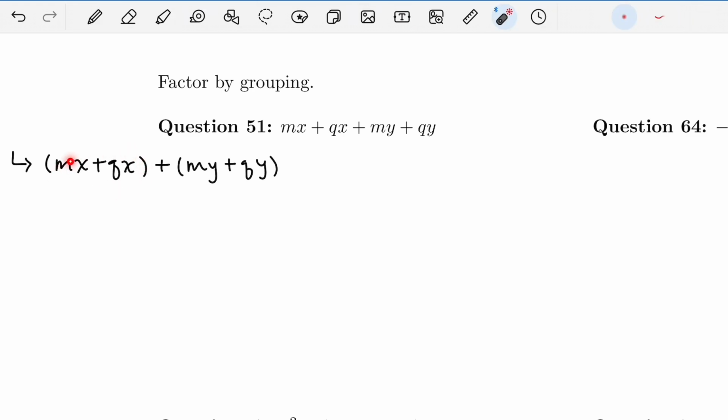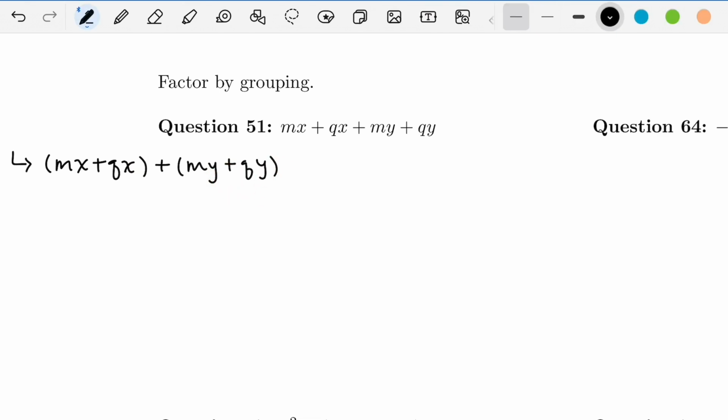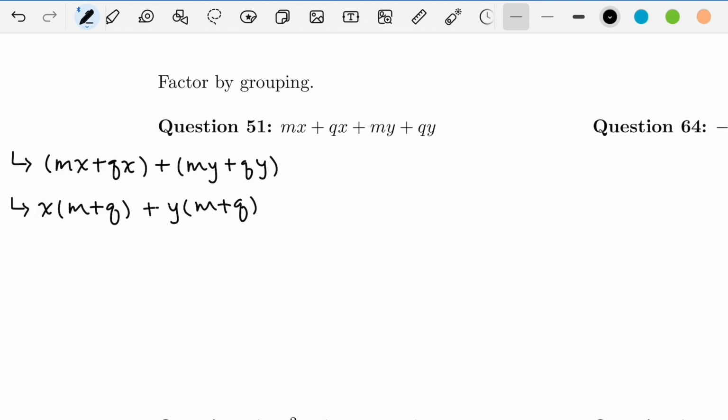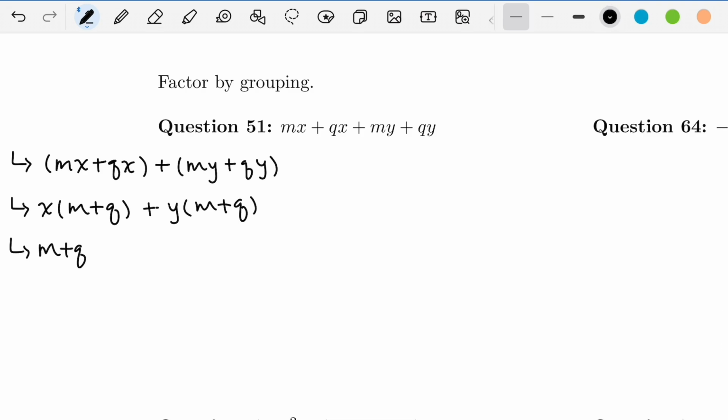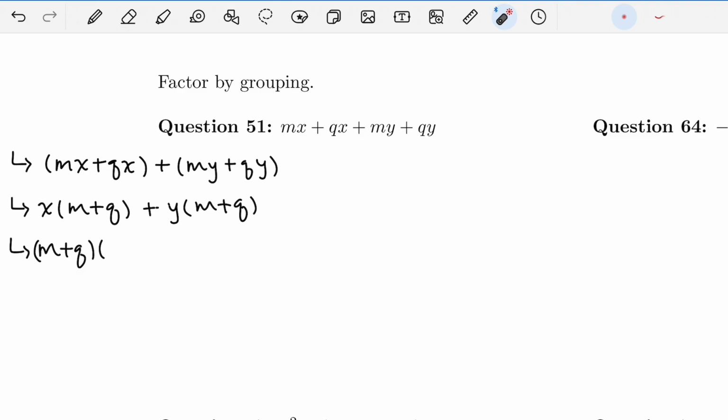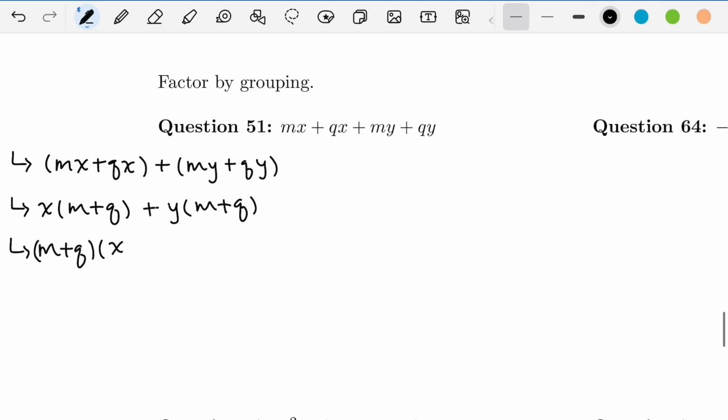Now notice this pair shares a common factor of x, and this pair shares a common factor of y, so we know that we've grouped these guys appropriately. So from here, what we want to do is pull out that common factor. So we're left with this as our first term, and then for our second term, pulling out the common factor of y, we're left with this here. Now notice both of these terms share a common factor of this m plus q here. So what we can do is just pull that guy out. Doing so, for our first term, we're just going to be left with an x, and for our second term, we're just going to be left with a y. So we're going to get x plus y here, and this is our fully factored form.